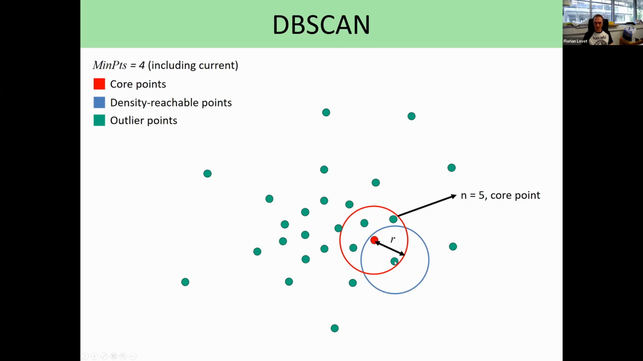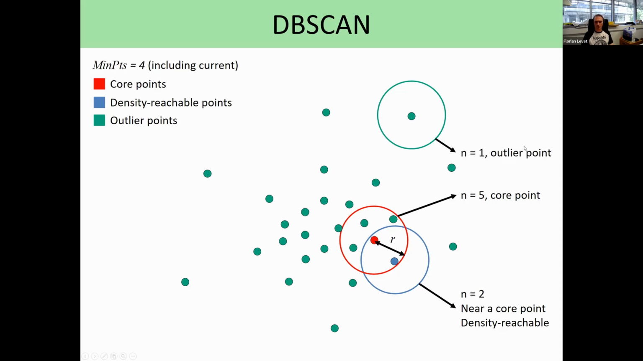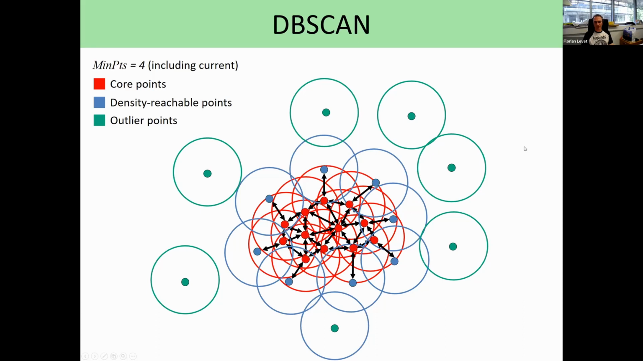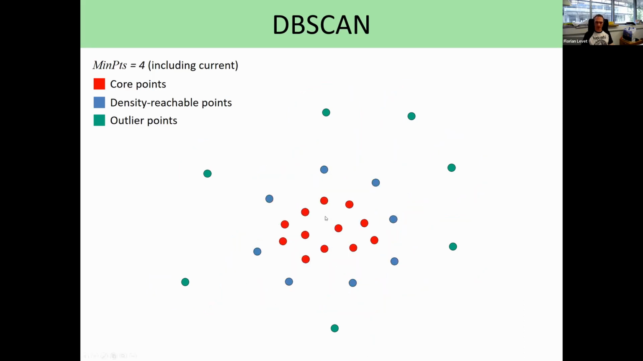You go to this point, it's only 2 points, but one of the points that is inside is a core point, so you call it a density reachable point. In this case, you have only 1 point, non-core point, so it's an outlier point. You do that for everything, and you end up with this classification: core point, density reachable point, so basically the border, and the outlier point. And usually in single molecule localization microscopy, we end up with 2 classes, because we say that the core point and the density reachable point are our objects.